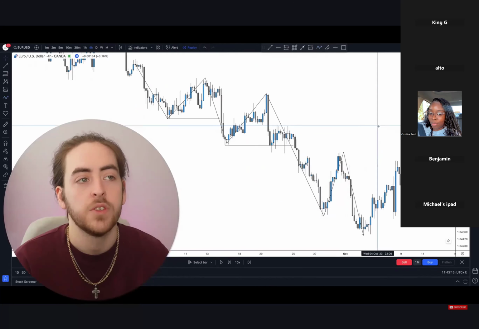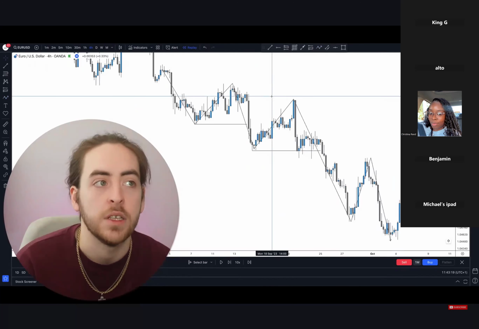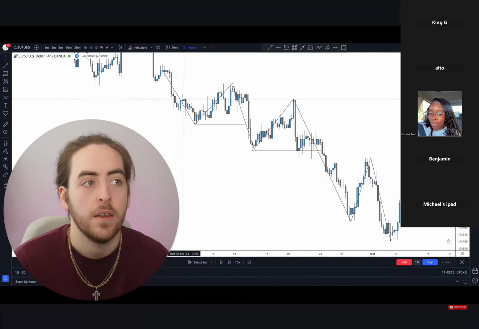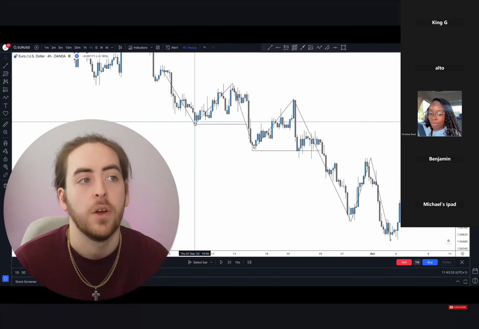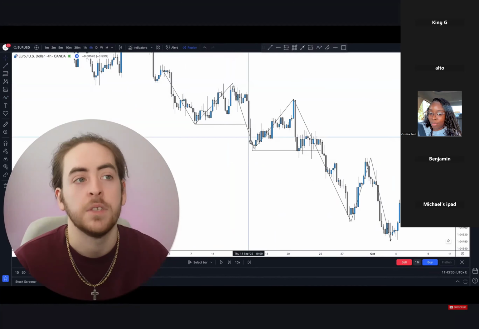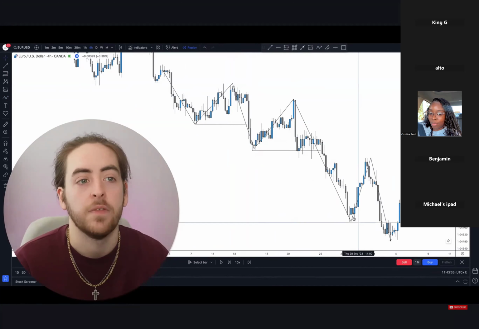So let me explain how I've come to the conclusion to mark the structure in this way. We can see this is a clear viable high. Then we have a clear viable low. Then we have the pullback forming a lower high. Then we come down in this clear movement and form a lower low. Then we have the lower high. Then we have the lower low.